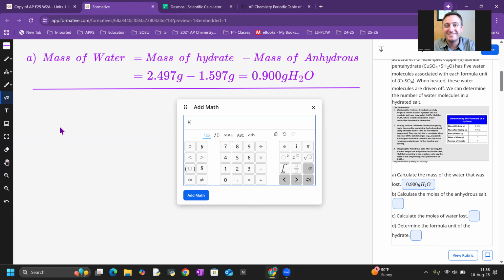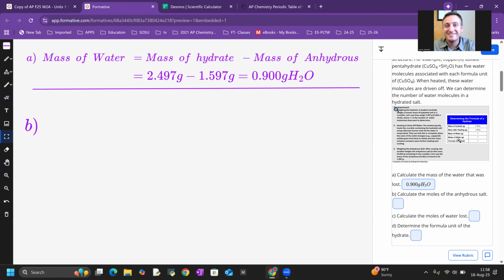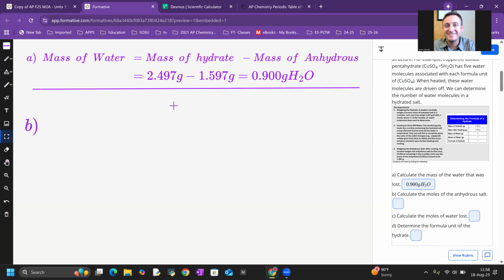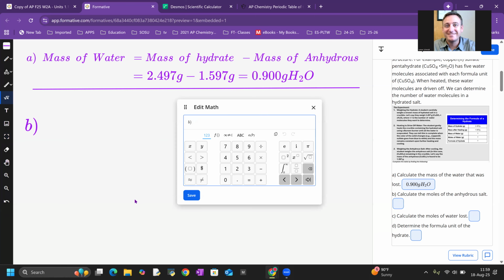So for B, we're going to calculate the moles of the anhydrous salt. Well, how am I going to do that? First, I'm going to look at this. The mass of the anhydrous is 1.597 grams. I want to know how many moles that is. So I've already put in a B here. If I go ahead and hit add math and then click on B, there it is again. So it's not hard to come back to. And I'm going to start with 1.597.